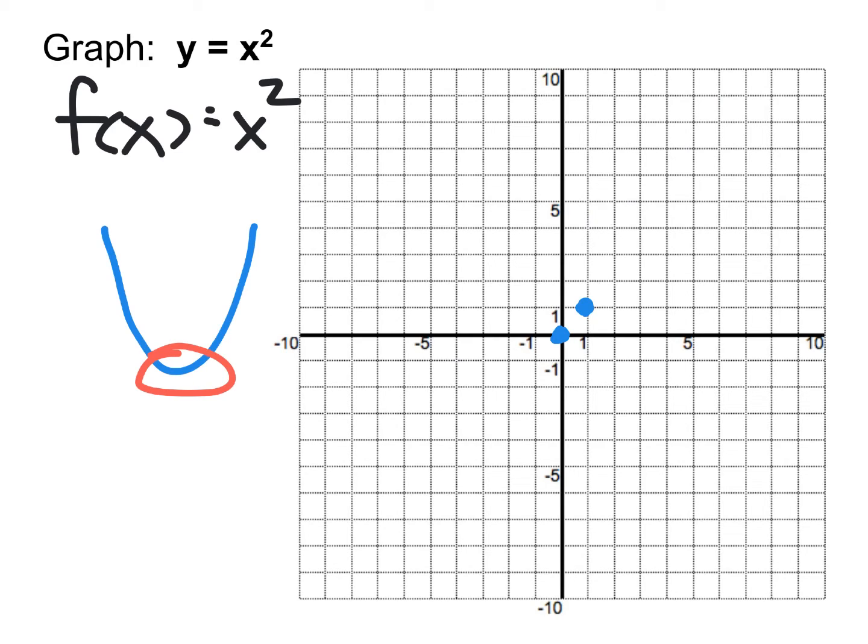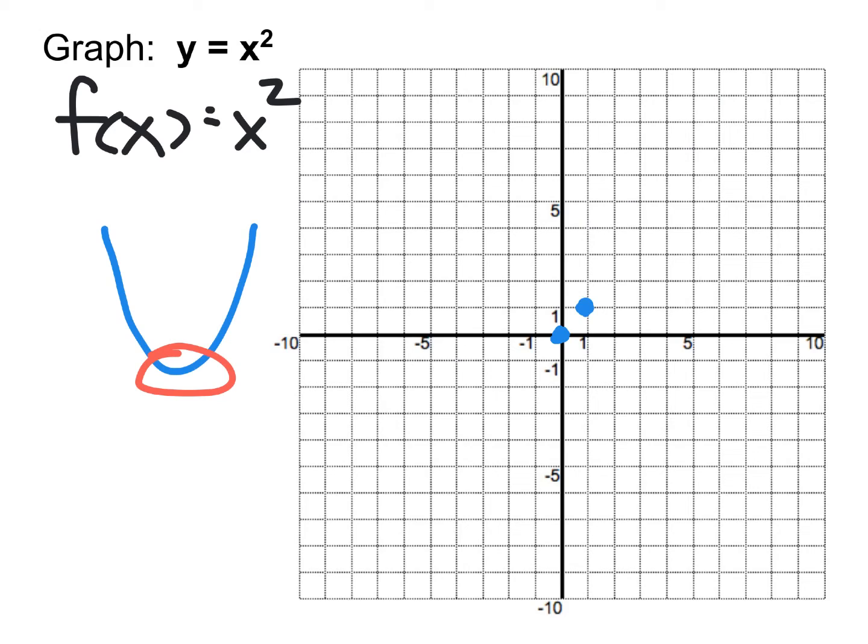The reason is this is x squared. My x is how far I go over. So I'm doing then 1 squared. 1 squared is 1, because 1 squared means 1 times 1. So that's why we go over 1 and up 1.